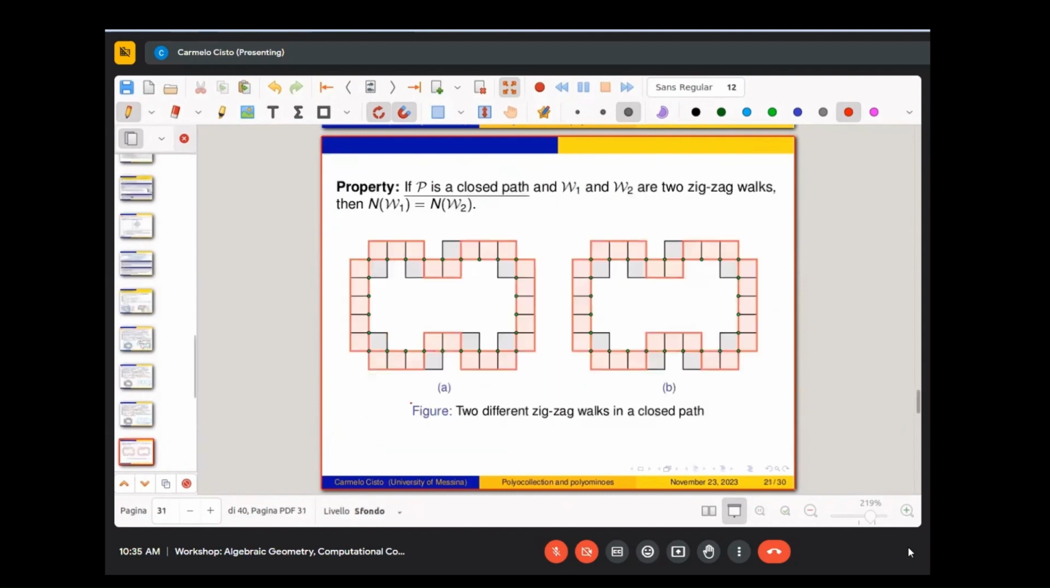For zigzag walks, in this figure we have an example of two different zigzag walks of a closed path. The difference in this case you can see in this part. These parts are different. But the nice thing for a closed path is that the sets of necklaces of two different zigzag walks are always the same. So actually, for a closed path, the necklace is uniquely determined. So this is another nice fact that is important for our results.